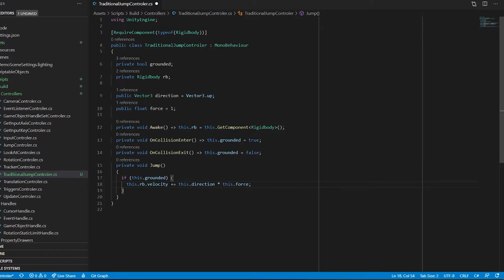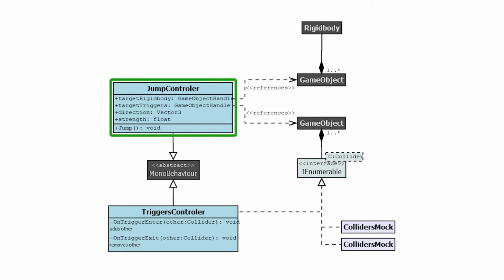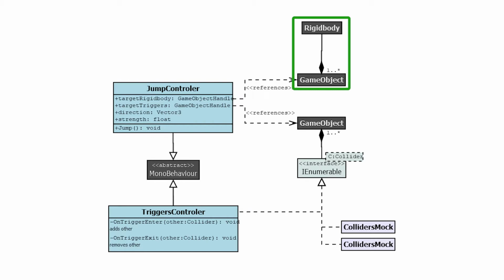But this is insufficient for our modular test-driven approach. For instance, the target rigid body and the check whether we are grounded or not should be externalized. Thus, we will implement the following pattern. Our jump controller will have two GameObject handles. One references a GameObject with a rigid body.